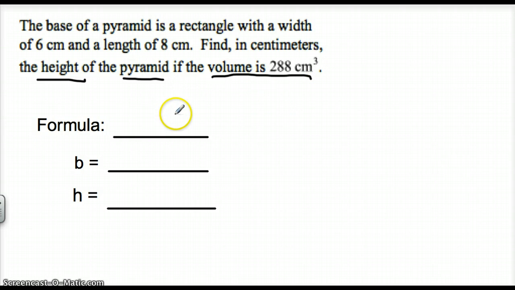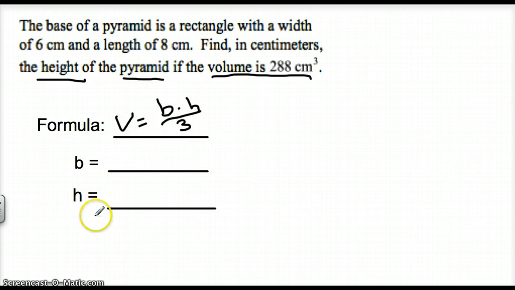Well, I think a good place to start always is, what formula am I going to need to solve this? I see the word pyramid and I see the word volume, so it's probably going to be the volume of a pyramid. You don't have to have this memorized. You could always look this up, but it's given to you on every book. So if you look it up, it's just the volume equals base times height divided by 3.